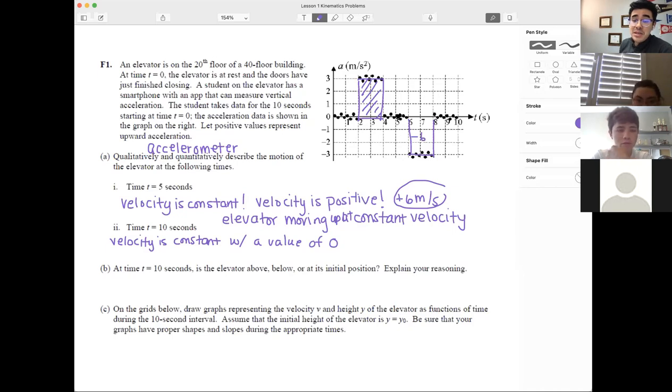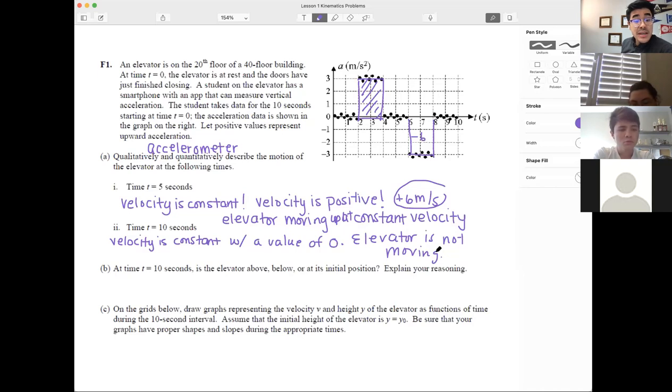So at time t equals 10, the elevator is not moving. One of the hardest things about looking at the graph is you see a 6 and think that's the speed or something like that, but it isn't. It's the change. Every time you look at the area under the curve, it represents the amount of change.